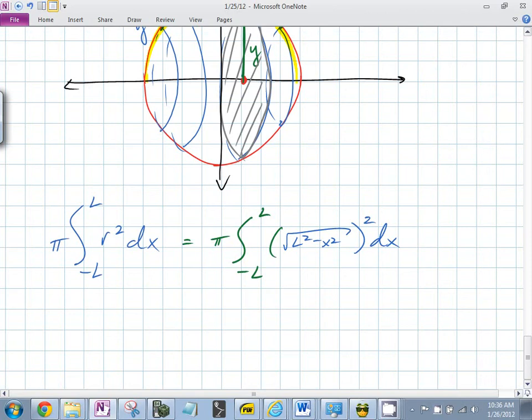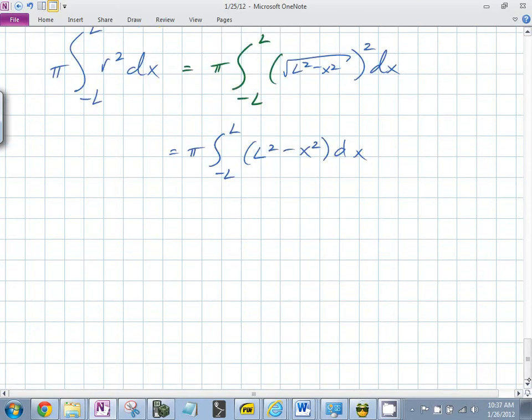So you square it and you end up with pi, integral from negative L to L of what? L squared minus dx. Do you agree with that? How many integrals do we break this into? It's going to be the integral of L squared dx minus pi times the integral from negative L to L of... Do you agree with that? Is that correct? Yes, it seems right.